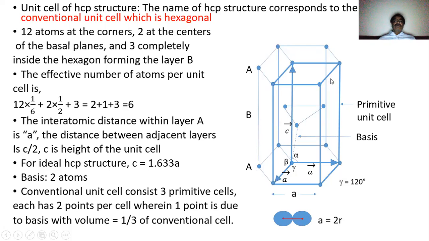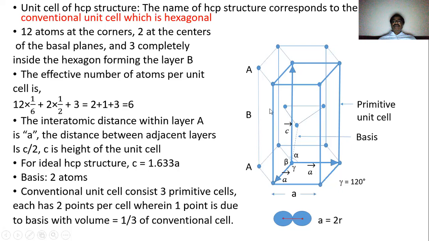So each is shared by 6. So 12 multiplied by 1 by 6. Okay, and the two atoms at the basal planes are shared by two unit cells. Okay, so this is one unit cell and another unit cell. So this atom at the center of the basal plane is shared by two hexagonal cells. So 2 into 1 by 2.